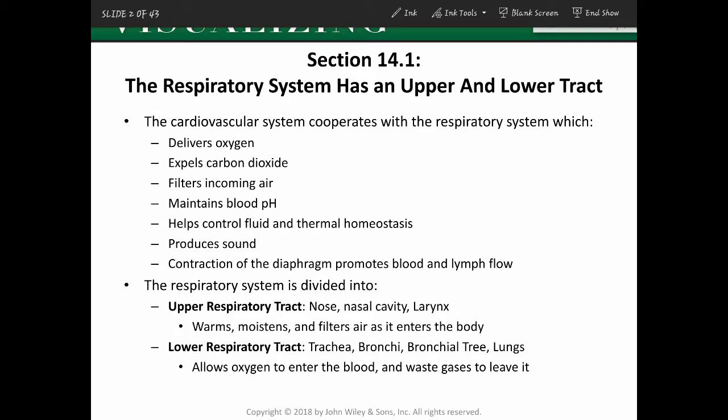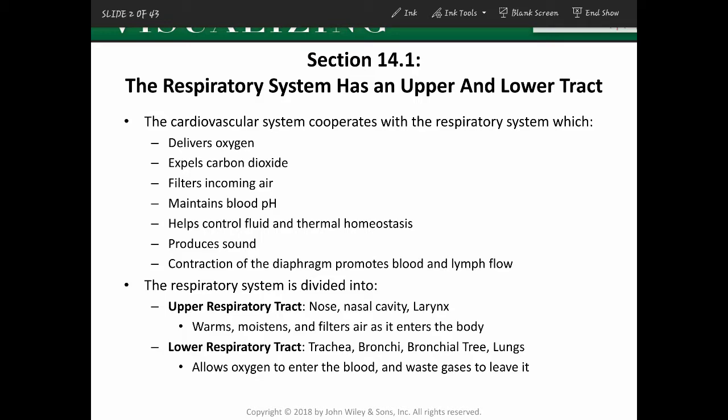So for the blood pH, it has something to do with the amount of carbon dioxide in the body, because the carbon dioxide in the body exists not as CO2 but as carbonic acid, and it's of course acidic. So the respiratory system, as the system that expels carbon dioxide, also has a say in regulating the blood pH level.